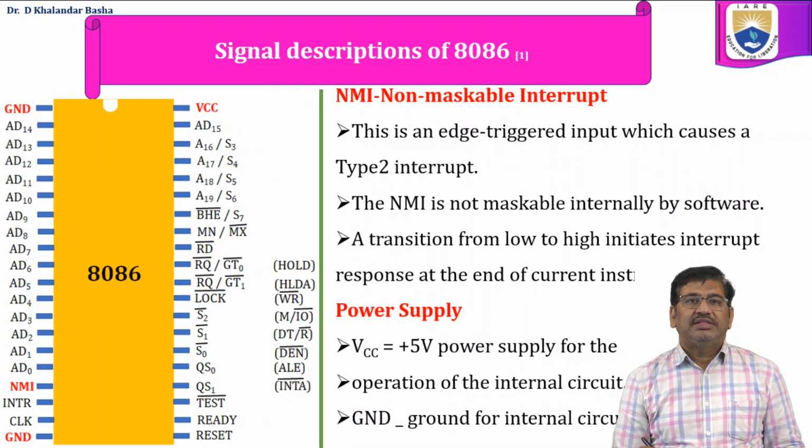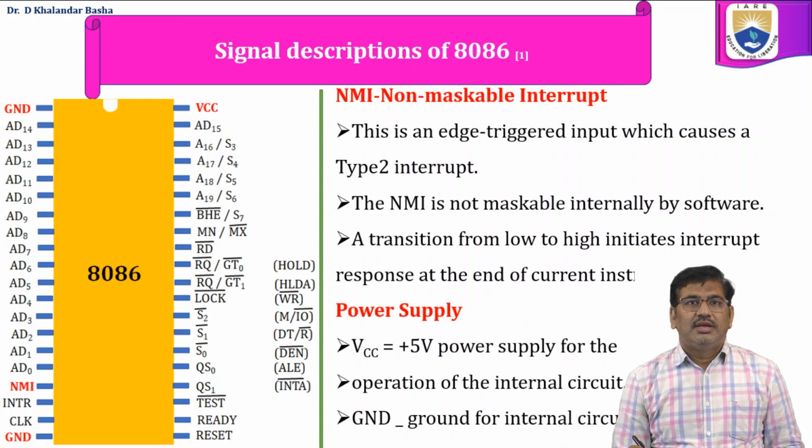The next signal we have is NMI. NMI stands for non-maskable interrupt. This NMI is an edge-triggered input which causes a type 2 interrupt. The NMI is non-maskable internally by software. So whenever any interrupt is generated and if it is a non-maskable interrupt, the processor will immediately execute the ISR corresponding to the NMI interrupt. A transition from low to high initiates the interrupt response at the end of the current instruction.